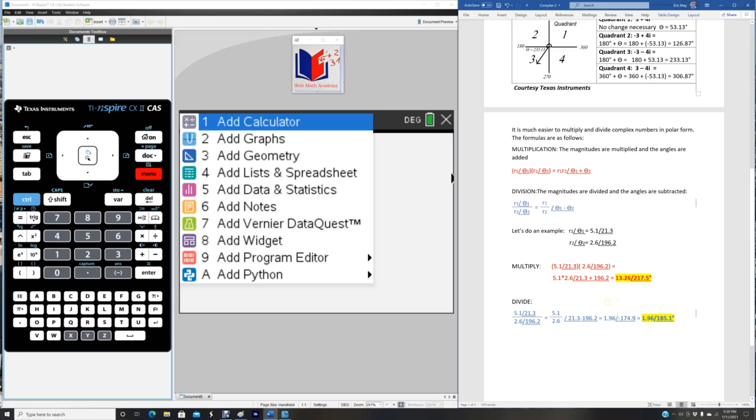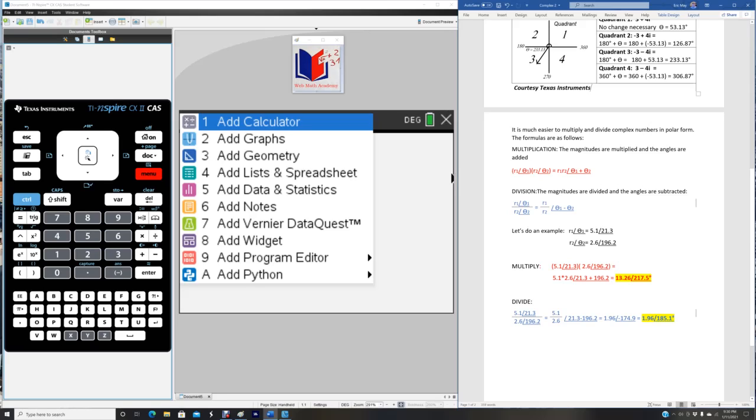And you can verify that yourself, and we're also going to use the TI-Nspire calculator to find another way to get that same answer. For division, 5.1 at 21.3 degrees divided by 2.6 at 196.2 degrees, we divide our values, 5.1 divided by 2.6, subtract the angles, and we get 1.96 at negative 174.9 degrees.